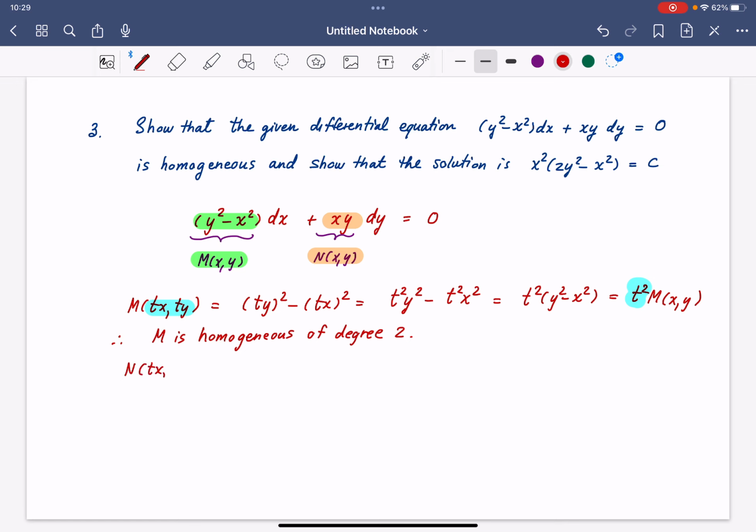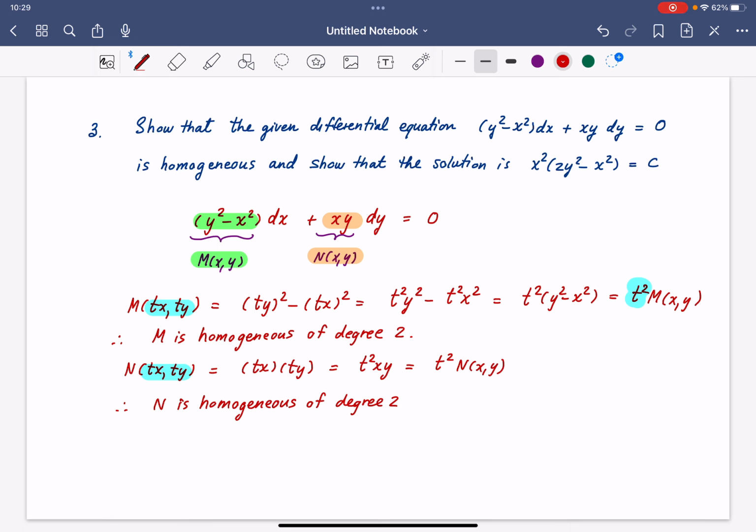n(tx, ty). So you plug in, it's going to be tx times ty, by the definition of n. When you plug it in, it's the first multiplied by the second, so it's tx multiplied by ty, and that is t squared xy, which goes back to t squared n(x, y). So same thing, n is also homogeneous of degree 2. Once you have m and n, they're both homogeneous of degree 2.